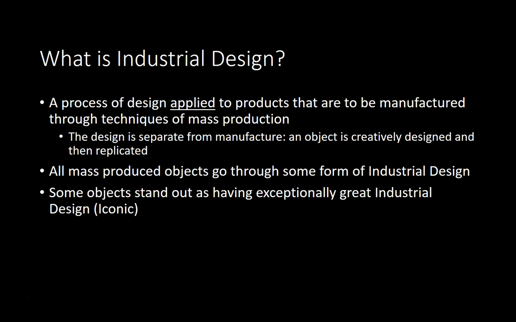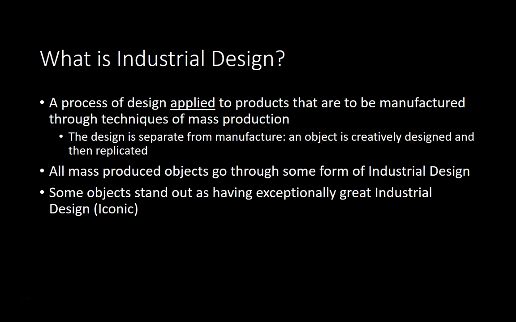Industrial design is a process of design that's applied to products that are to be manufactured through techniques of mass production, meaning that once a product is going to market, and after it may have already gone through one full round of manufacture, it's possible that the design can come through again and be redesigned or replicated or modified in a way that makes that object more desirable. Either it looks sleeker, it looks smaller, it looks newer, but it does mostly the same thing.